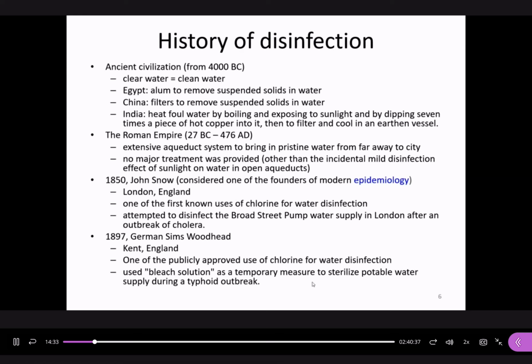One of the first known users of chlorine for water disinfection. He attempted to disinfect the Broad Street pump water supply in London after an outbreak of cholera. Right? It was experimented with as early as the middle of the 19th century. In 1897, still in England, there was public approval for the use of chlorine for disinfection. It began to be used on a large scale.